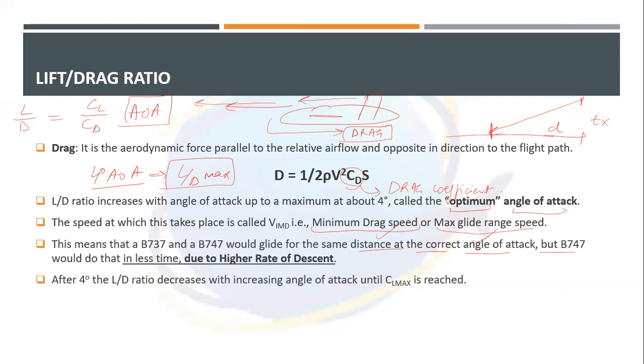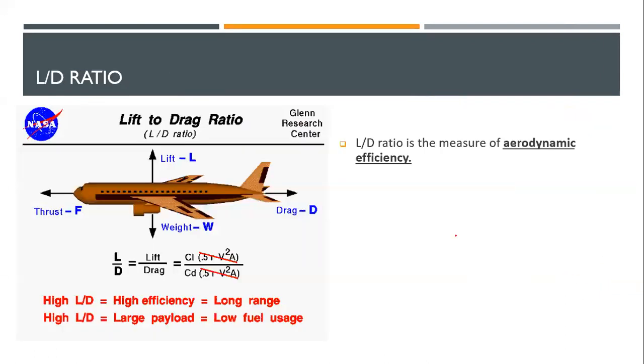After 4 degrees, the L by D ratio decreases with increase in angle of attack until CL max is reached. What happens after CL max? After CL max, stall will occur and the L by D ratio will drop. I mean, it's not just a drop, it will be completely destroyed. You can see the L by D ratio here as well. Lift is this force, drag is the force acting opposite to the thrust, and lift balances your weight. All these are put together in this beautiful picture.